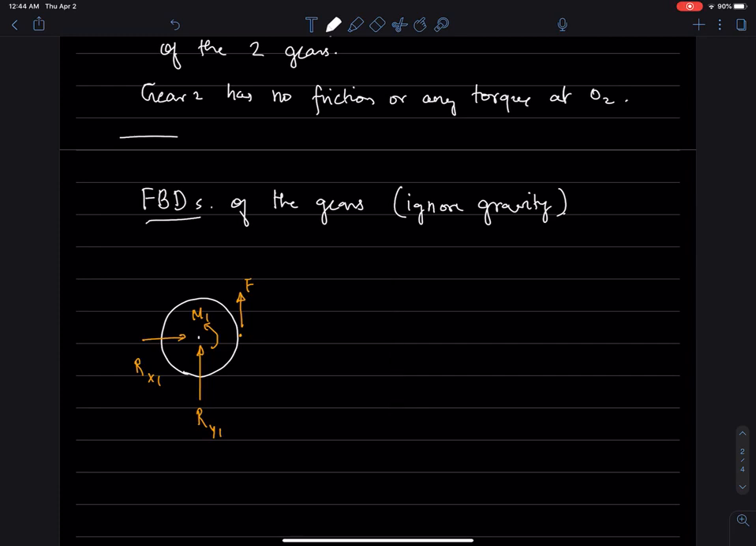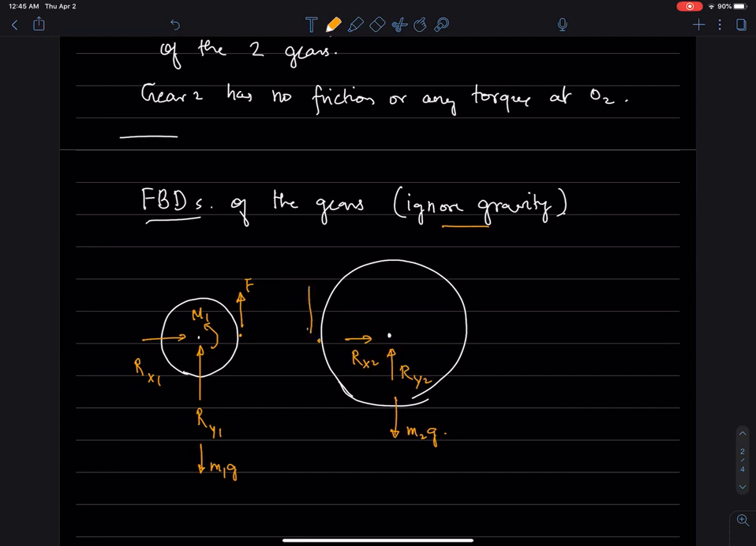Now, gear 2 is like so. It's got reaction forces ry2 and rx2. I said ignore gravity, but you can add gravity as well, M2G if the masses are known. It has no impact on this problem. And then at this point, we have an equal and opposite force, because these two points are in contact. We've been told there's no friction or other torque here. Those are the free body diagrams.